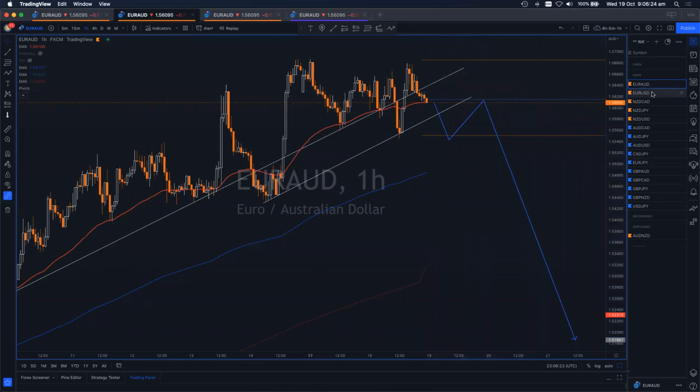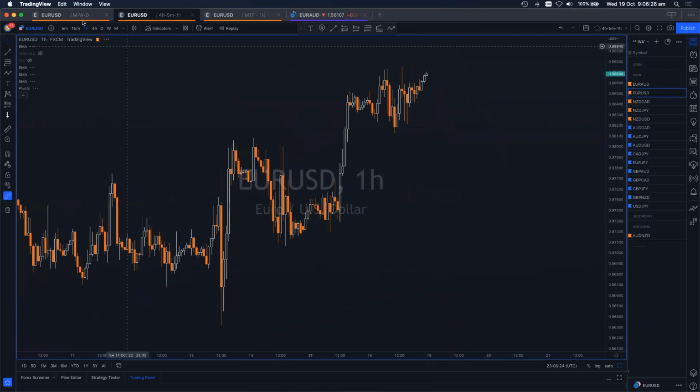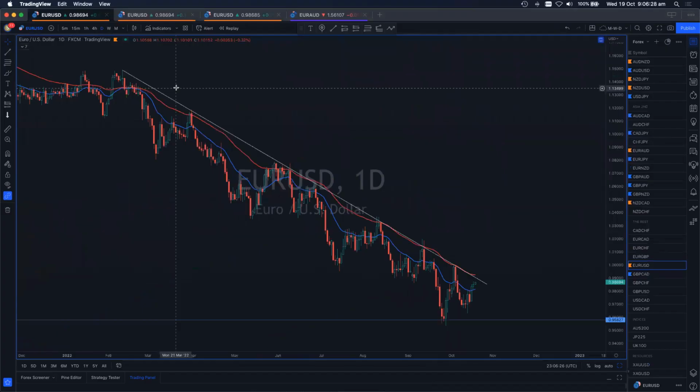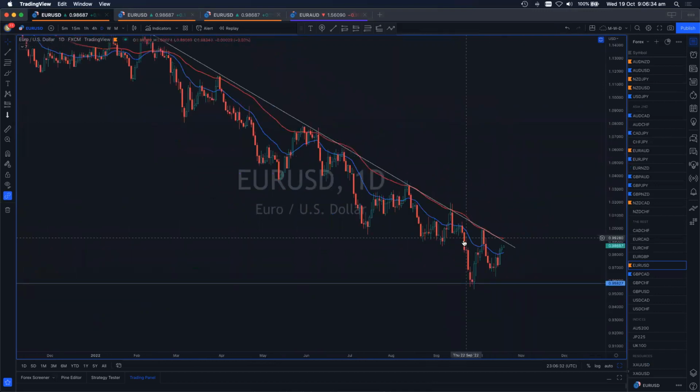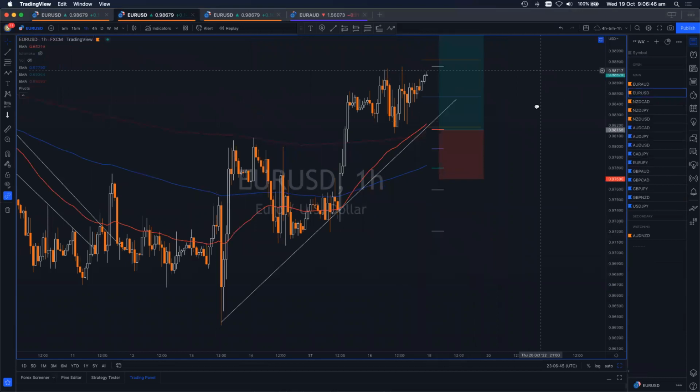Right, let's move on to the next one. Euro USD, what does that give us? Right, on the daily, this trend line's been there for a while. Heading back towards it again, it's kind of decelerating. It hasn't hit that trend line yet. But let's look at the hourly chart. What do we see?